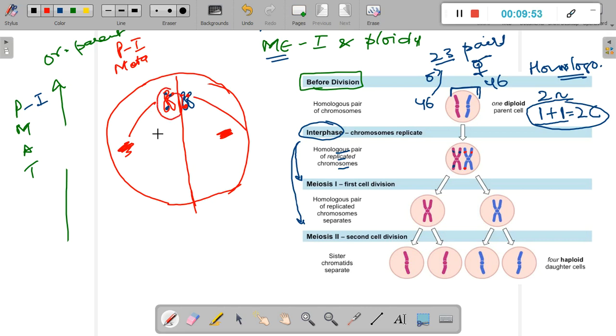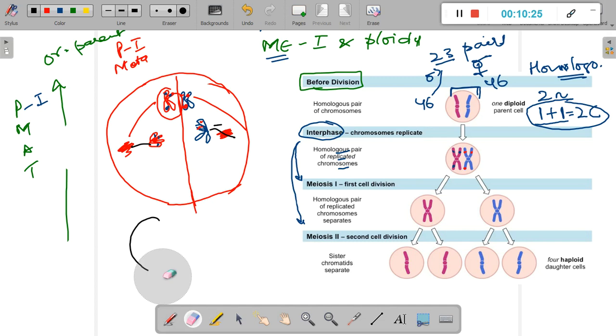And what will be pulled? The whole pair, and eventually they are pulled like this. Alright, so we got the pair being pulled like this, and this pair is pulled this way, right? And so what do we see? We see that the recombined sister chromatids, not homologous pairs. This is very important for you to remember. The sister chromatids are pulled to the opposite poles. You get my point? And then the cell division takes place.